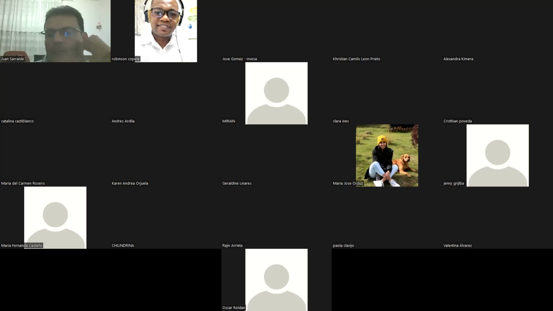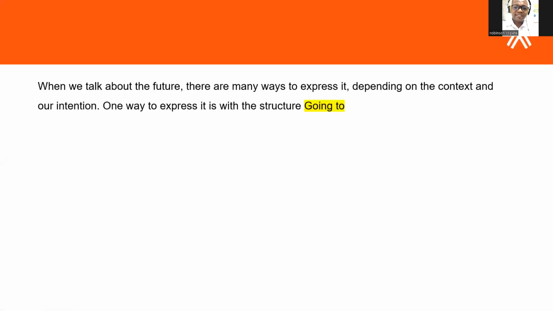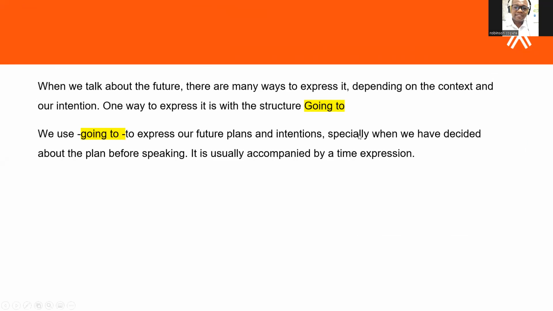There you go. Creo que ya están visualizando sobre lo que es el be going to, present continuous for future mode. We use be going to when we talk about the future. There are many ways to express our intention. One way to express it is with the structure going to. But remember that today we are going to focus on be going to, which is the main purpose of this class, which is we use going to express our future plans and intention.